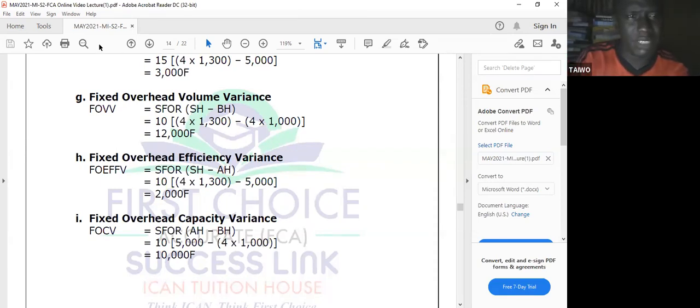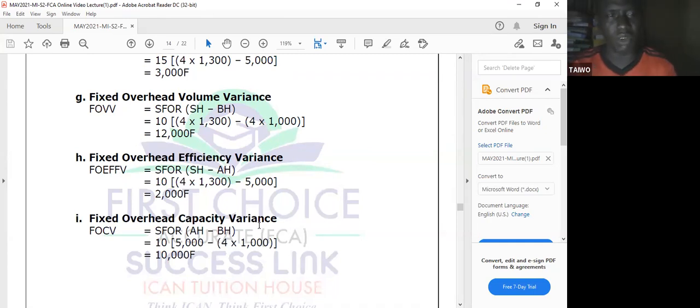Now don't forget that fixed overhead volume variance is divided into two: fixed overhead efficiency variance and fixed overhead capacity variance. Now, it means that if you are finding fixed overhead efficiency variance, we are actually looking at what is the variance in the volume. I guess that is due to the efficiency or inefficiency of the workers. It means: what is the impact of the efficiency or inefficiency of the workers, or the work done, or the hours used, on the fixed overhead absorbed?